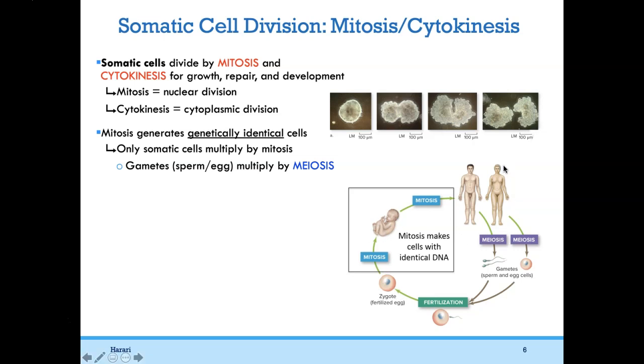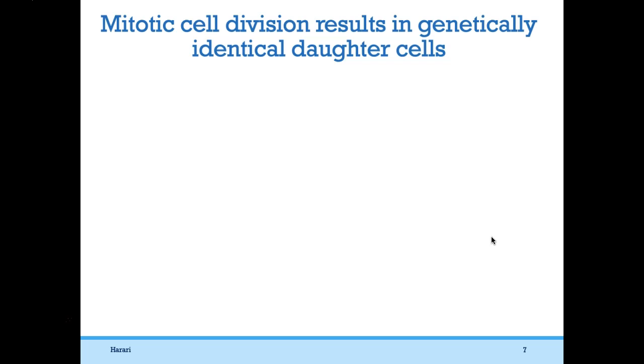So all of our somatic cells have exactly the same genes. They're identical to each other for the most part. That's important to keep in mind. And most of your cells are not dividing right now. Somatic cells that are not dividing in mitosis or cytokinesis are in interphase of the cell cycle. I'll talk a lot more about interphase in a bit. So mitotic cell division occurs in somatic cells and results in genetically identical daughter cells.